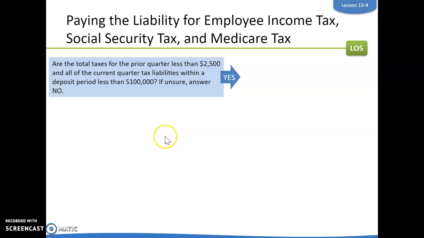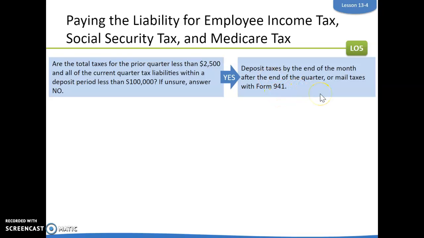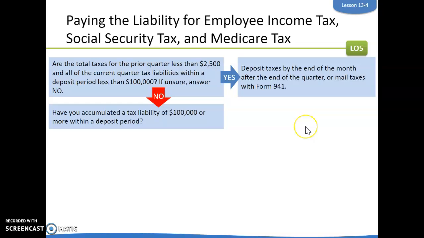But if yes, if it is less than $2,500, and all the current quarter tax liabilities within a deposit period are less than $100,000, then you will deposit taxes by the end of the month after the end of the quarter, or mail taxes with Form 941. But if not, you'll go to the next part. Have you accumulated a tax liability of $100,000 or more within a deposit period? If yes, deposit taxes by the next banking day.